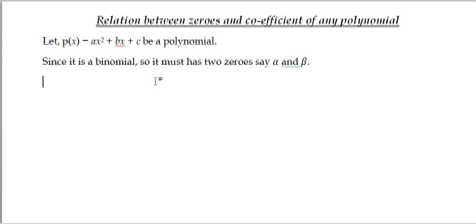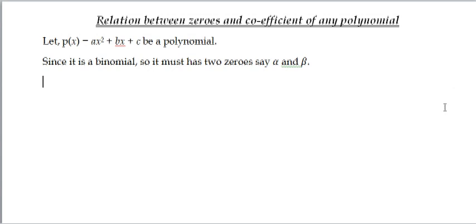If it is a cubic polynomial, the number of zeros will be 3. Suppose a biquadratic polynomial, which means degree 4, that is, highest power is 4, there will be 4 zeros. Now here I am considering a binomial, so it has two zeros, and only that is in your syllabus. Cubic or biquadratic polynomials are not directly in your syllabus.